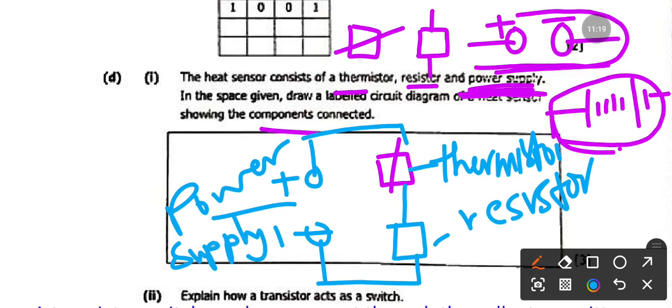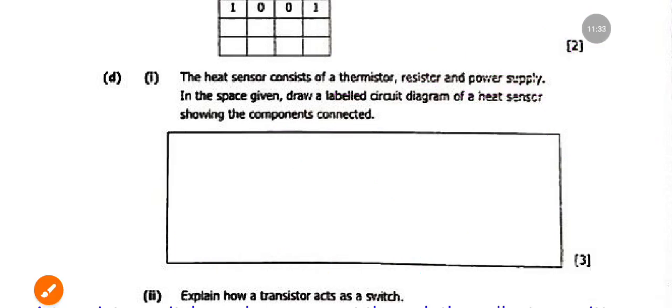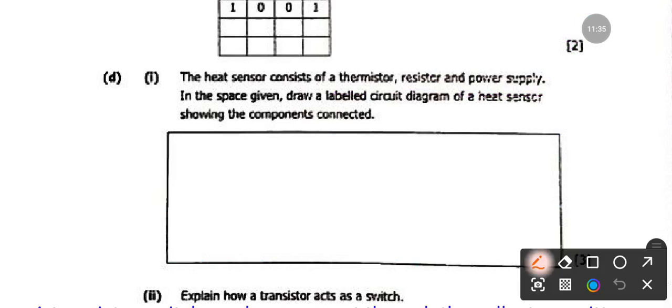Question Z2. Explain how a transistor acts as a switch. Alright, this is very interesting. Okay, so how does a transistor act as a switch?